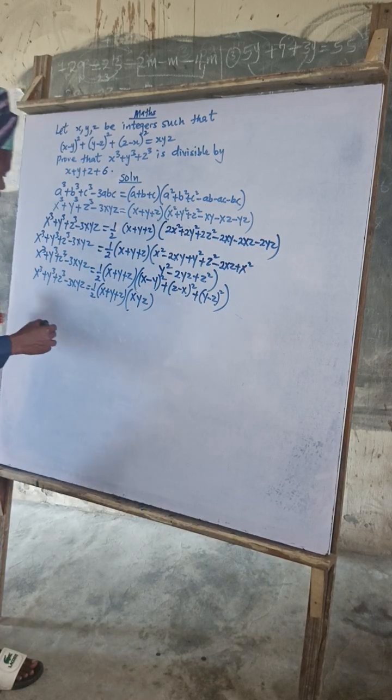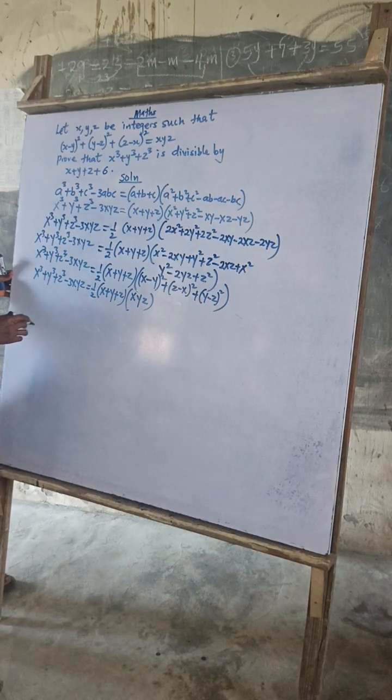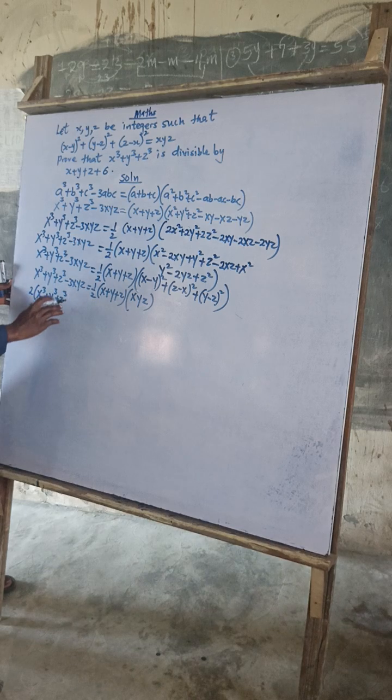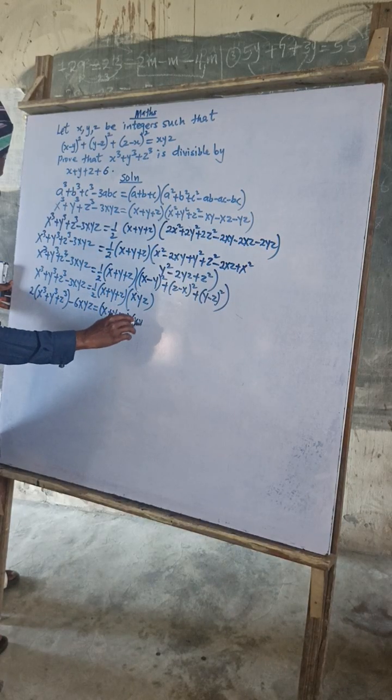Now, the next thing we are going to do is multiply through both sides by 2 so that the fraction will be eliminated. By multiplying this by 2, we have 2 into bracket x cubed plus y cubed plus z cubed. Then this also multiplied by 2, we have minus 6xyz equals to x plus y plus z, then multiplied by this, we have x, y, z.